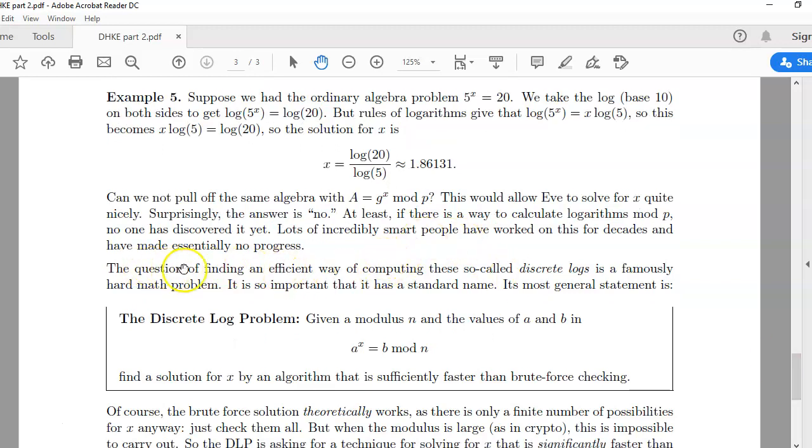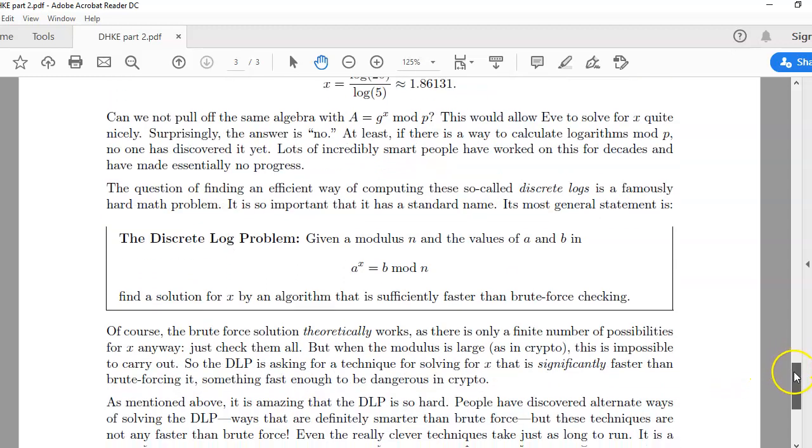So this question of whether you can find an efficient way of computing what are called discrete logs is a famously hard math problem. It's so famous and so hard, there's actually a $1 million bounty on it. If you can solve this problem, the solution's worth $1 million. This problem is so important that it has its own name. It's called the discrete log problem. Here's the discrete log problem in its most general statement.